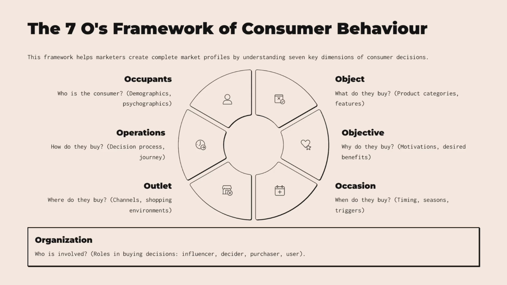Next one is occasion. When do they buy? Is it seasonal, daily, or on special events? Next one is outlet. Where do they buy? They can buy from online shops, retailers, or wholesalers. Next one is operations. How do they buy? What is the process or mechanism? Next one is organization. Who is involved in this whole process? This identifies who performs what buying role, such as the influencer or the final decider. Using this framework ensures a holistic view of the consumer landscape.